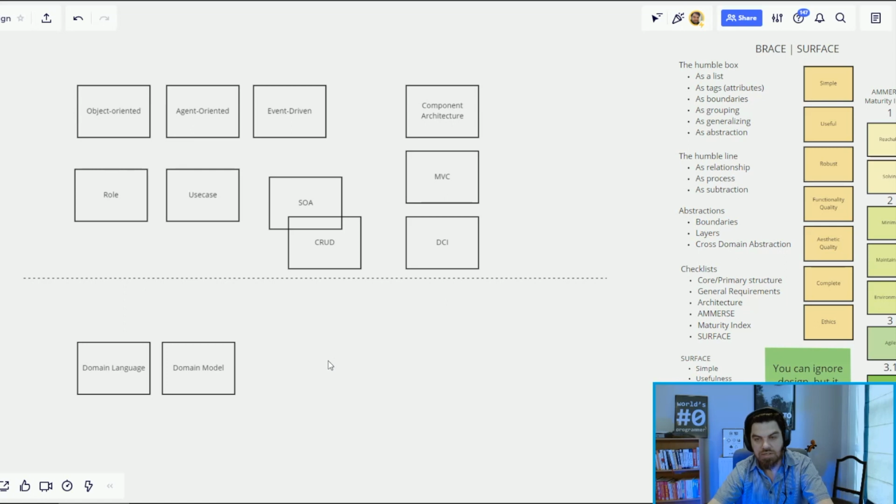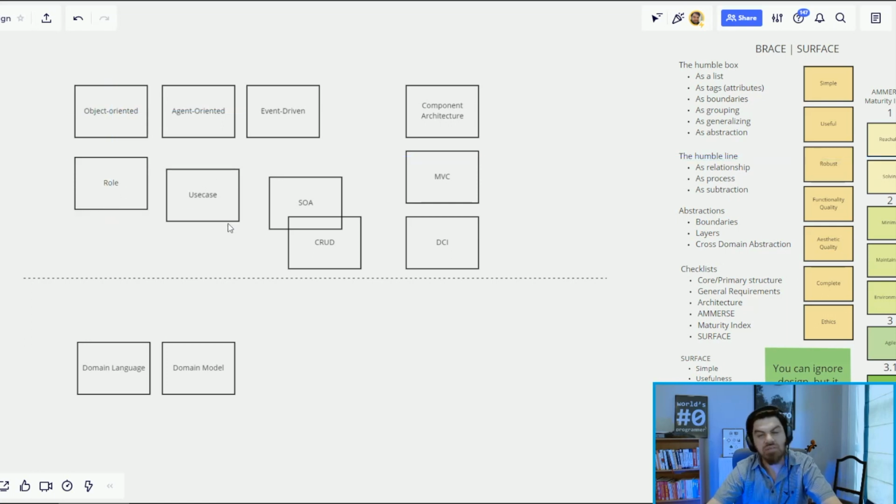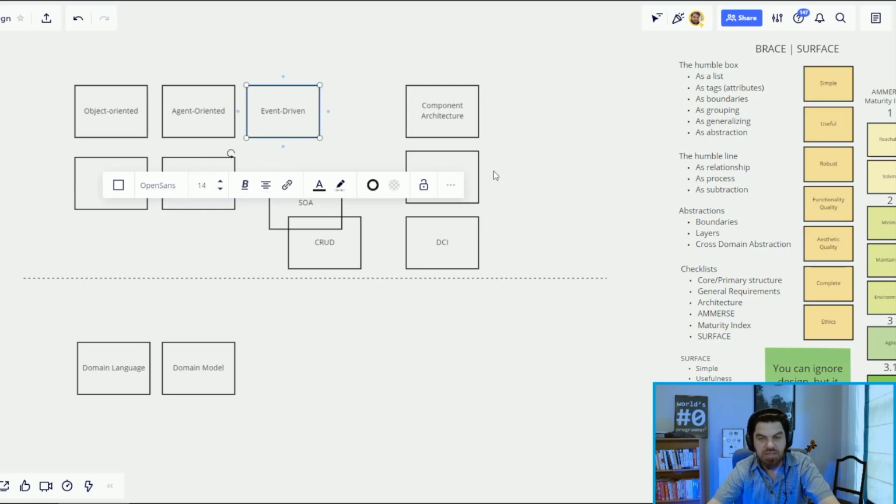What I'd advise you to do is learn as many of these paradigms as you can. The aim here is to build small projects: build something with object-oriented, build something with role-oriented, where you're considering use cases, and event-driven. It's very important to get an understanding of these things so that you understand what tool to use in what given scenario.